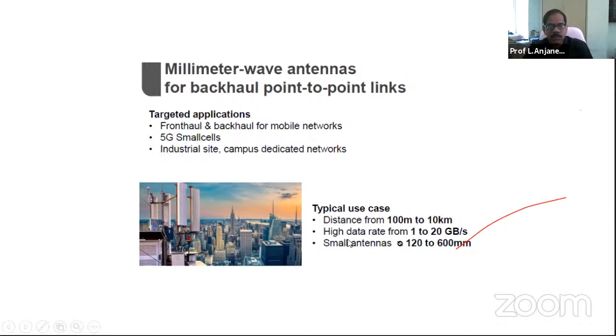The typical distance, as you see, is 100 meters to 10 kilometers. High data rates are 1 to 20 gigabits per second. Gigabytes actually, capital B is bytes. Small antennas are 120 to 600 mm in size. 120 mm is 12 centimeters, up to 60 centimeters. Smaller antennas are used, and that's how they connect the intra offices. Through that they actually give service to the users. And as you see, industrial sites and campus dedicated links.